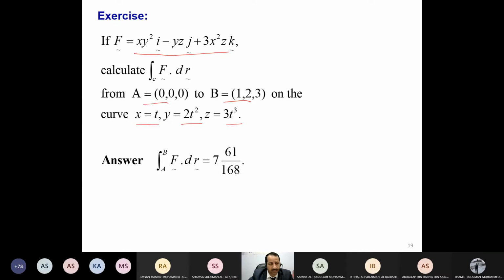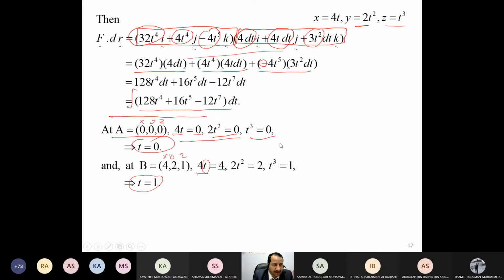Doctor, I have a question. Yeah, please. In the beginning, you said that the answer would be vector, but here we got the answer as scalar. No, not this one. Have a look. Not this one. The previous one is vector.